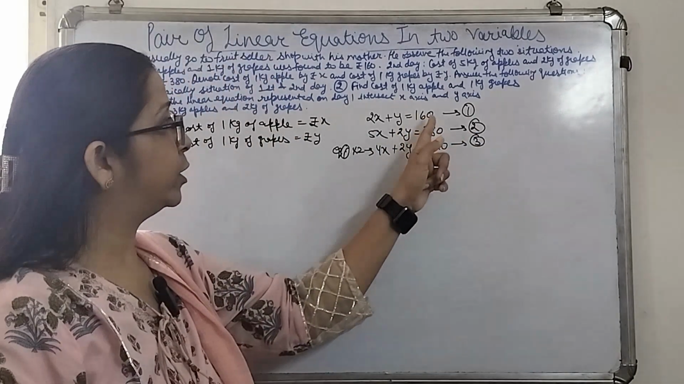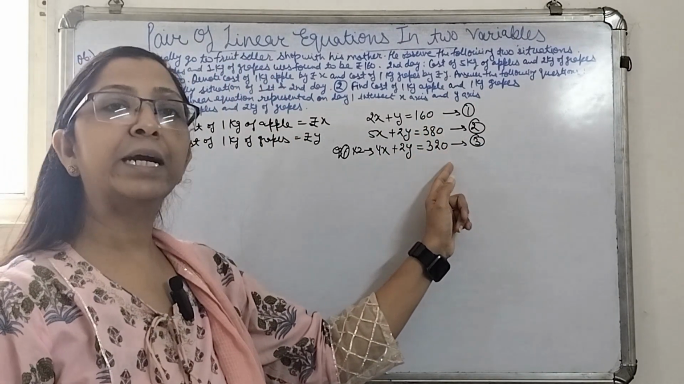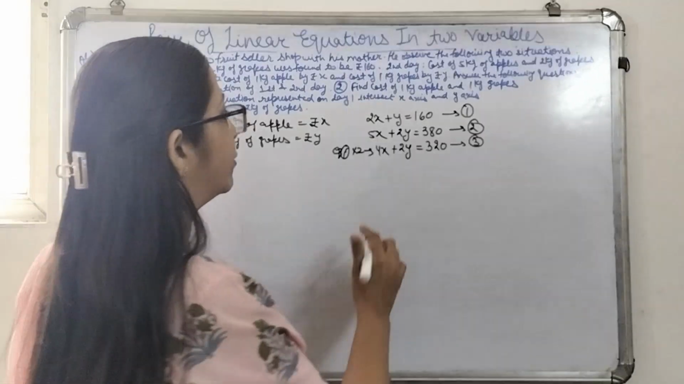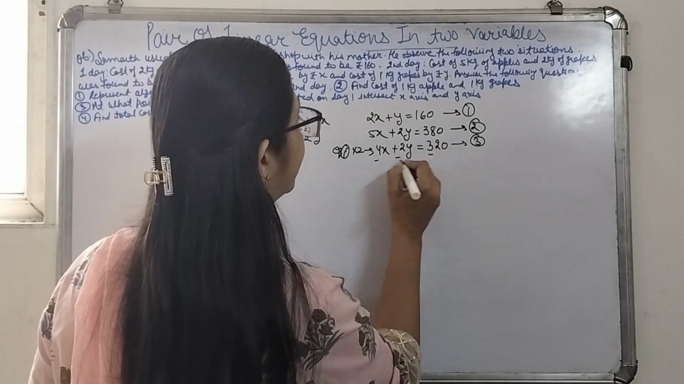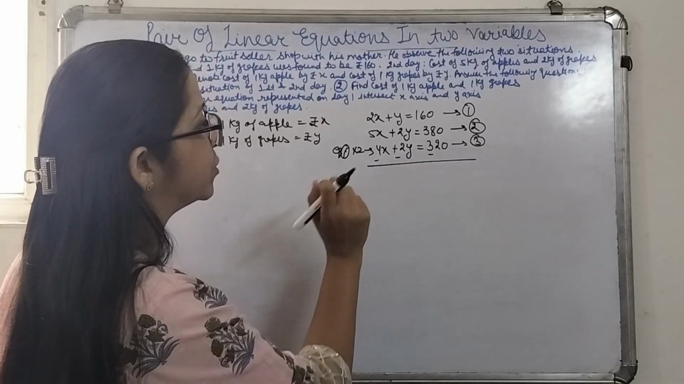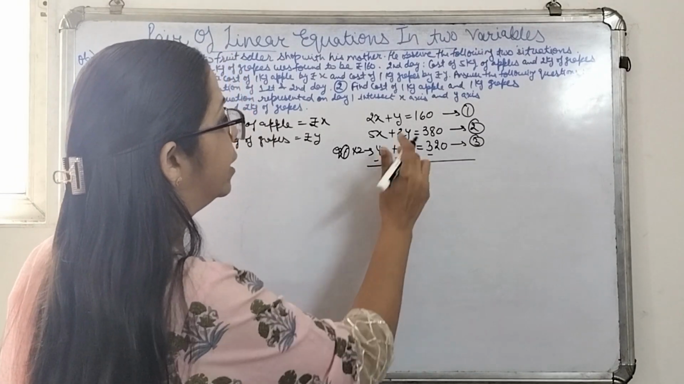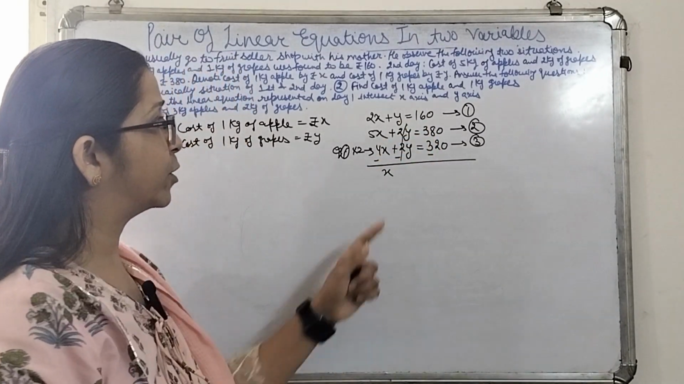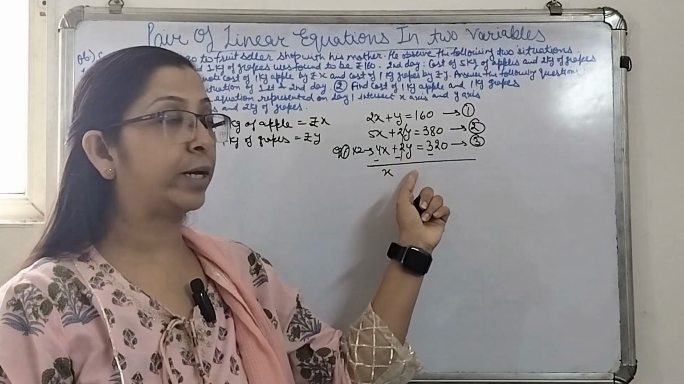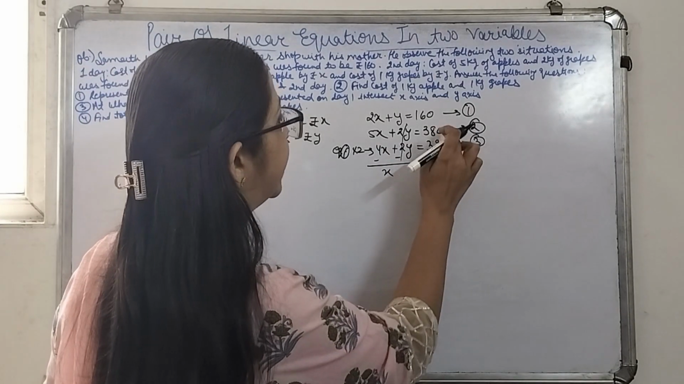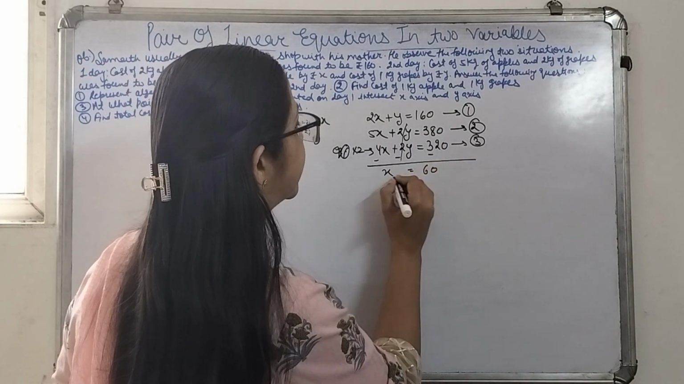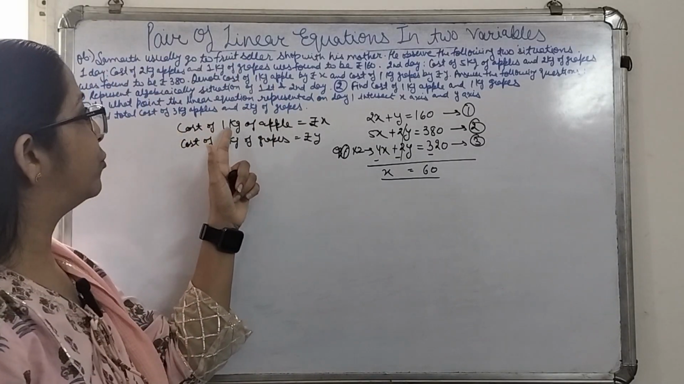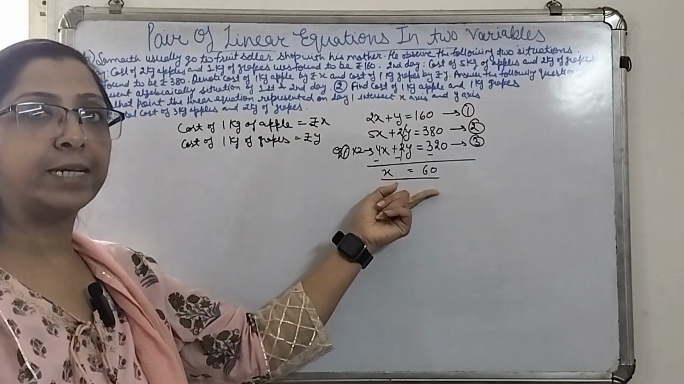Now see equation number 2 and 3. If we subtract these two equations, then what will happen? All these signs will change. 5x minus 4x will become x. 2y and 2y both are going to cancel because it is positive 2y and negative 2y. On the right side, 380 minus 320 will be 60. That means the cost of 1 kilogram of apple is rupees 60.